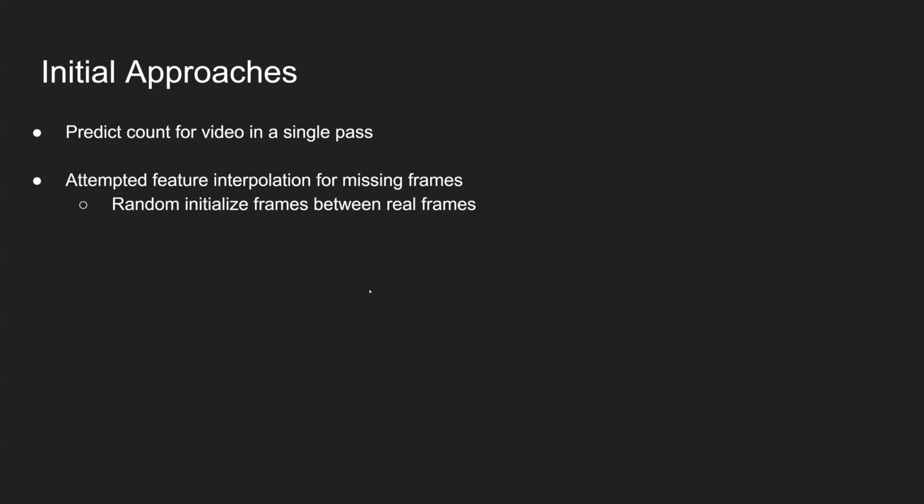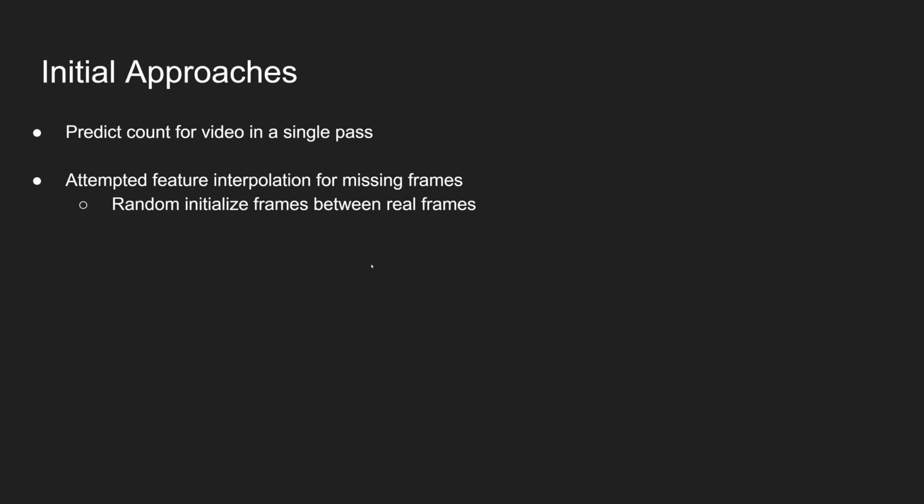So initially we tried to solve this problem by trying to just predict the count in a single pass with a 3D CNN. That didn't really work. We also talked about trying to interpolate missing frames when we uniformly sampled the video.